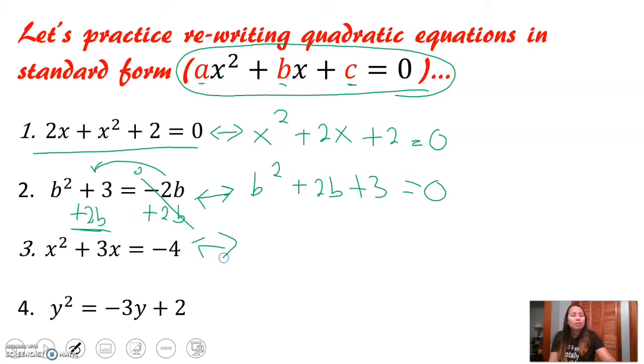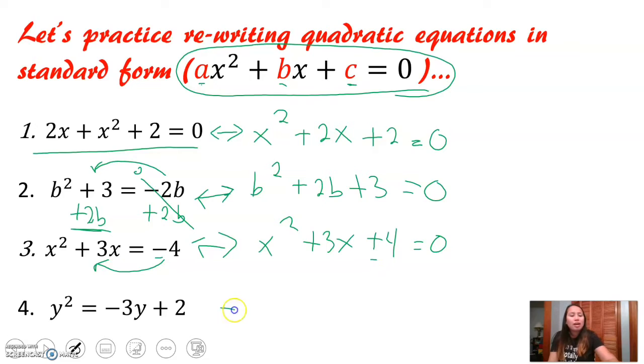How about number 3? I'll just put x squared plus 3x. That's going to be plus 4 equals 0. So if I would make it a shortcut, whenever I transfer a number from one side of the equal sign to the other side, I would just change the sign.